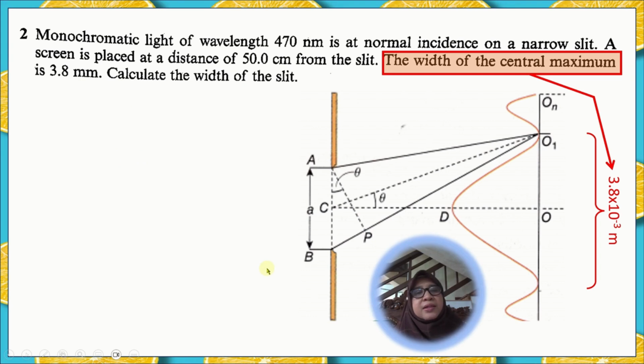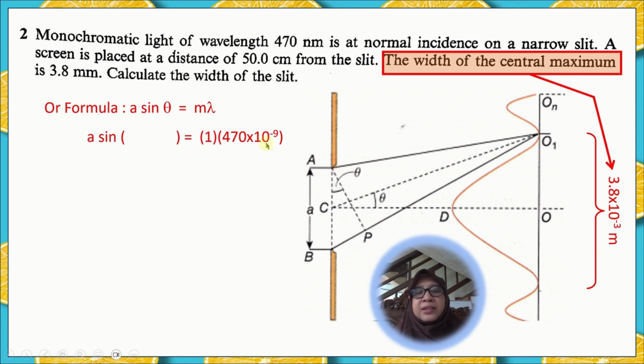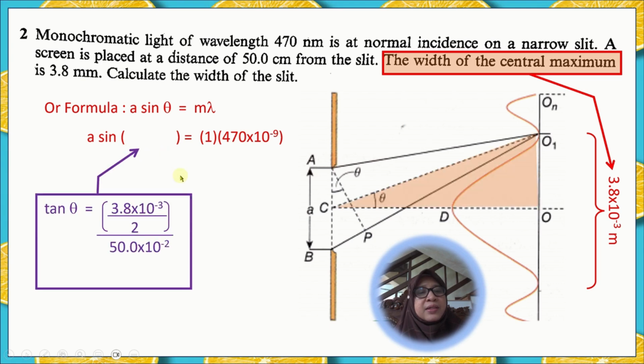Okay, next, instead of using the formula y equals lambda d over a, we can also use the formula a sin theta equals m lambda. For the sin theta, we can use a trigonometric ratio to find the angle theta. With lambda and m equals 1, we substitute the values here. And for theta, we can use tangent theta equals half of the width of the central maximum, which is 3.8 times 10 to the power of negative 3 divided by 2, and divided by D.